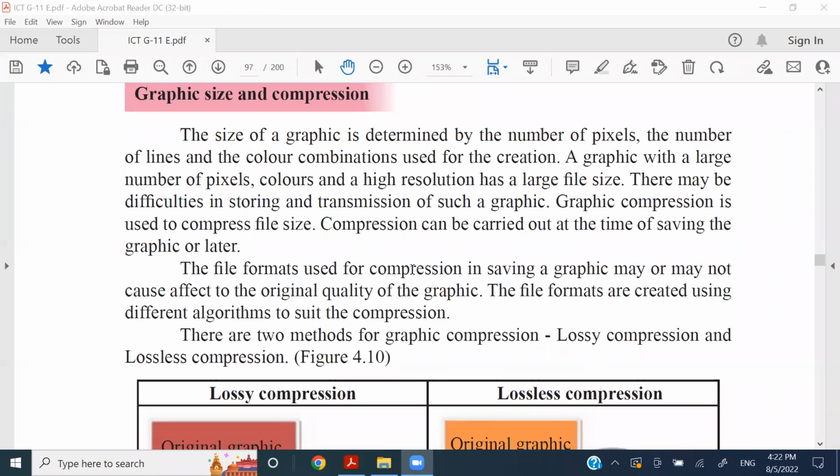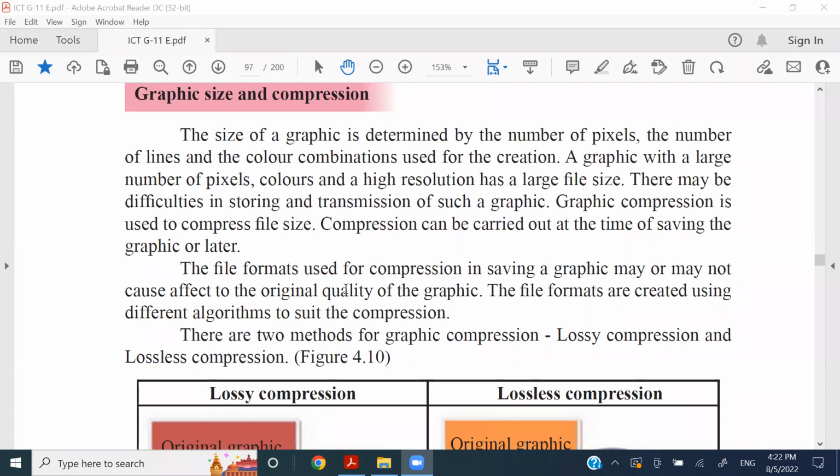Now the graphic size depends on the resolution that a particular graphic is using and the nature of the pixel, how many colors a pixel can contain. According to those two factors, graphic size is determined, as well as the method that you are using for the compression will also determine the size of the graphic, right? So all three factors will be a factor to determine the size of the graphic, right?